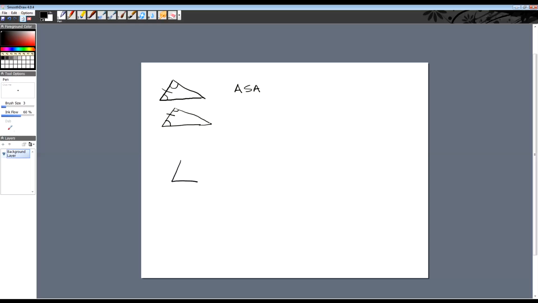Also, if you had two triangles that had this side, this one hash mark match up with this one, the two hash mark match up with this one, and the three hash mark match up to this one. This would be an example of the side, side, side. All their sides match up, so they would be congruent triangles. The side, side, side would be the definition of them being congruent.